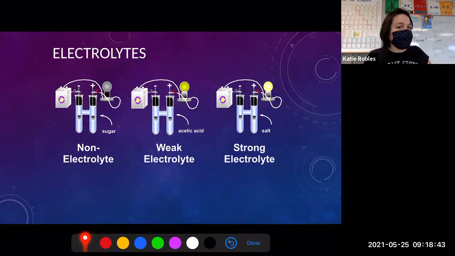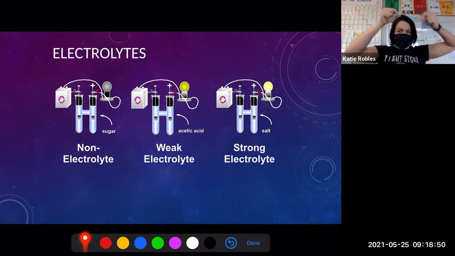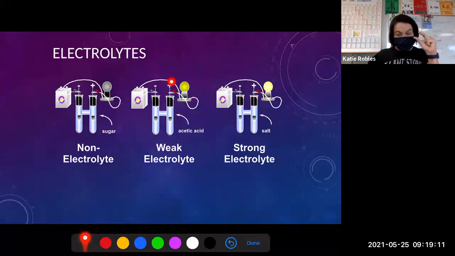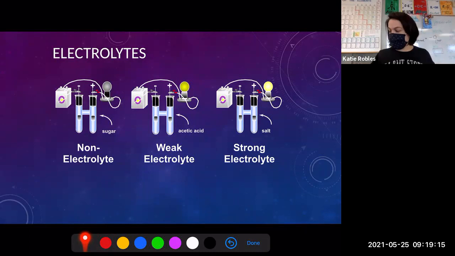You can take sugar, dissolve it in water, and if we were to put electric nodes inside of it, the sugar would not light up. A weak electrolyte is something called acetic acid, and then salt, or NaCl, is a strong electrolyte. These pictures show you a non-electrolyte does not light the light bulb. A weak electrolyte lights it just a little bit, and a strong electrolyte really lights up that light bulb.